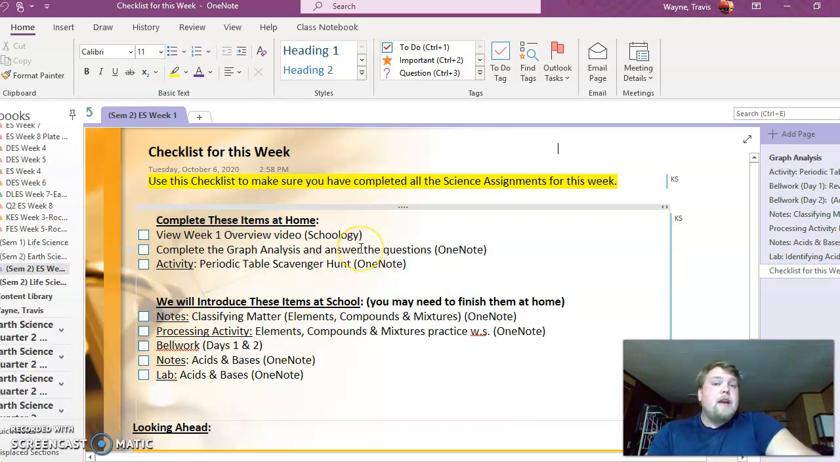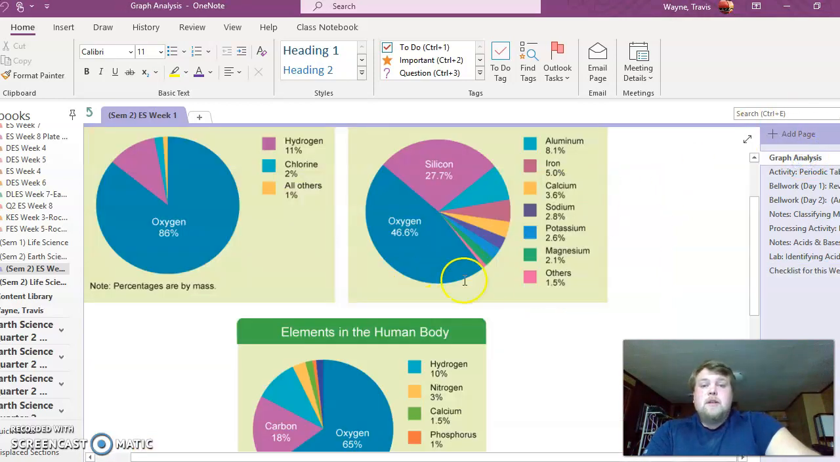Now, for my Packer kids that are going to be viewing this video tomorrow, the items that you're going to be doing at home, and this also pertains to Austin when you're distance learning, on Thursday and Friday, are, first off, you have your overview video, which is, if you're listening to me, you're in the right spot. The second item that you should be working on from home is your graph analysis and answering the questions.